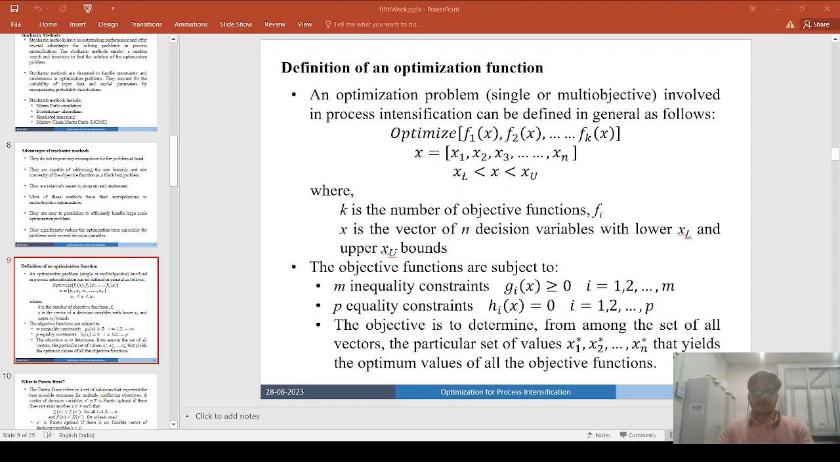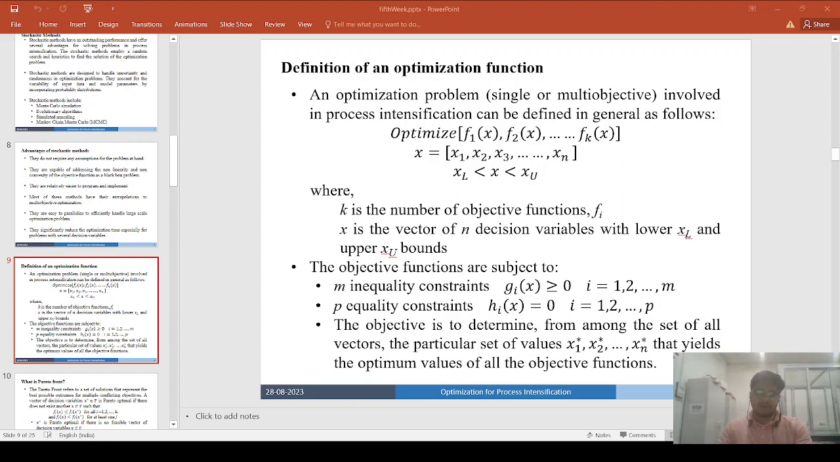Now, if the problem associated with a chemical process consists of only one objective function to be optimized, so you define a mathematical problem and that problem consists of only one objective function, then again it is a single optimization problem, not a multi-objective function optimization problem.